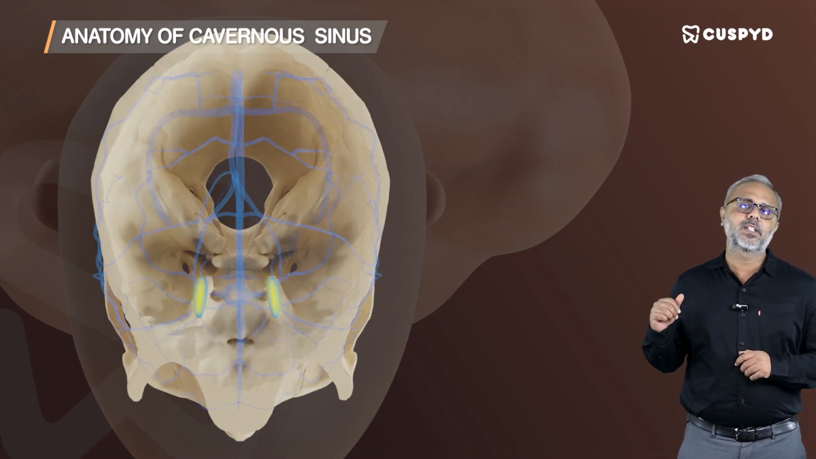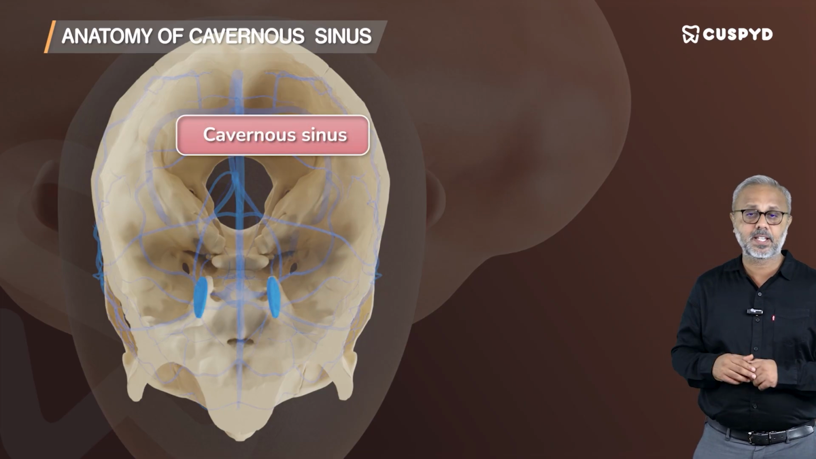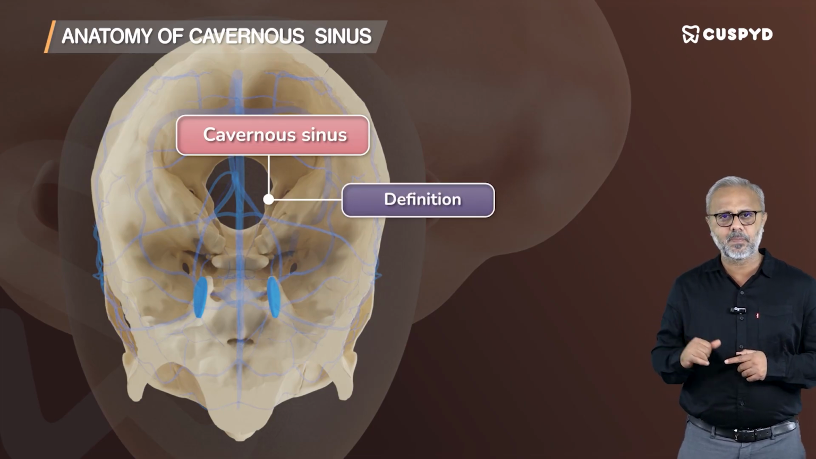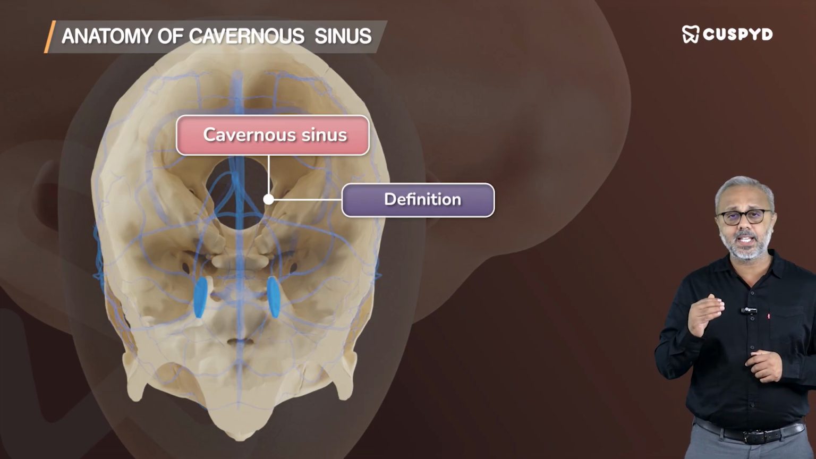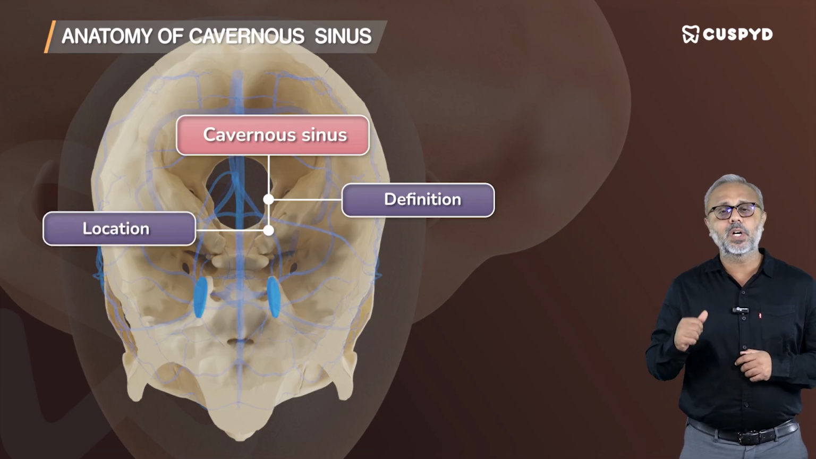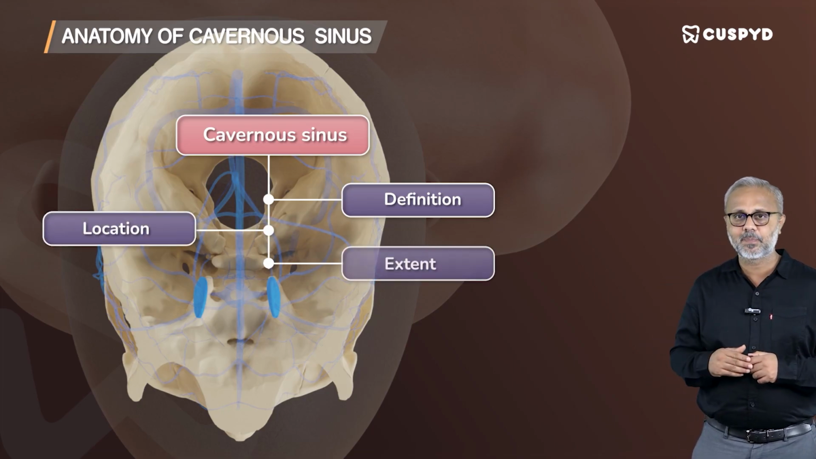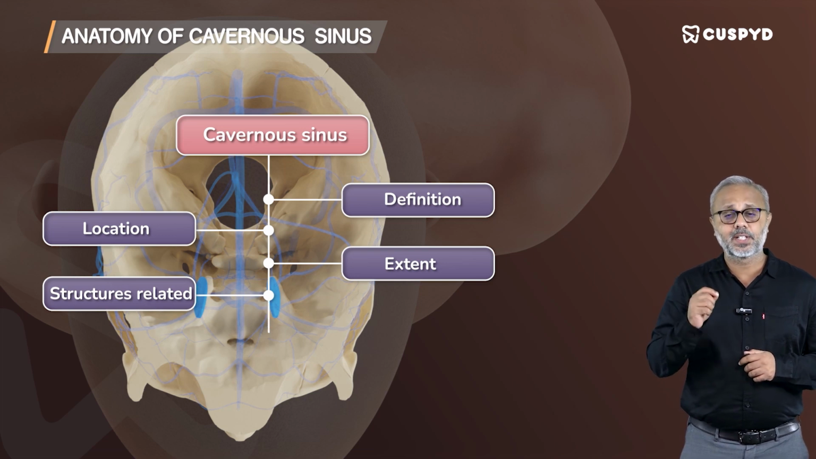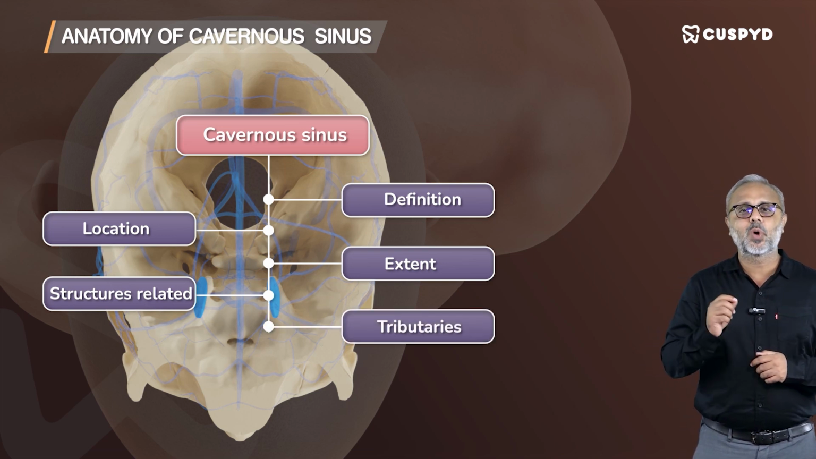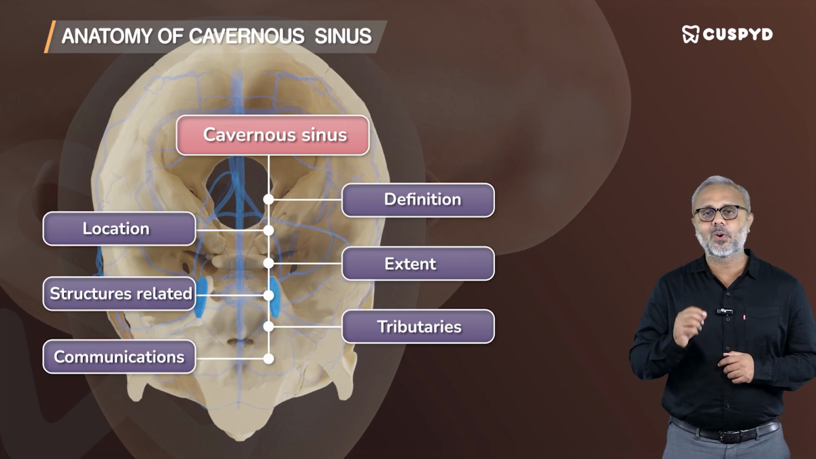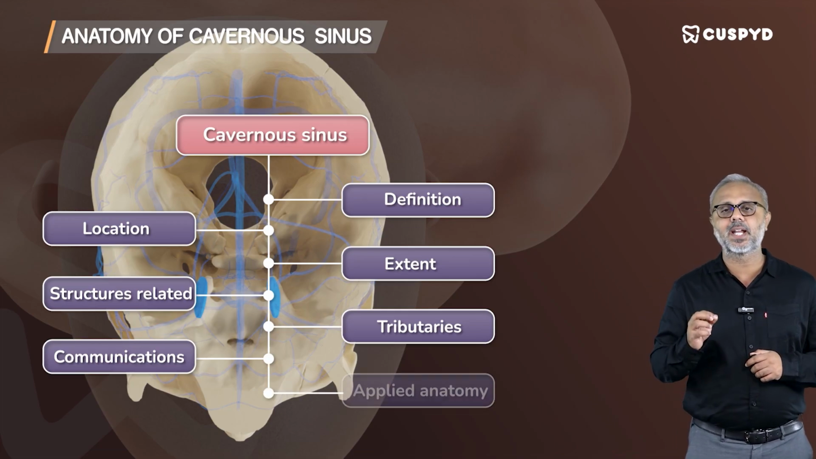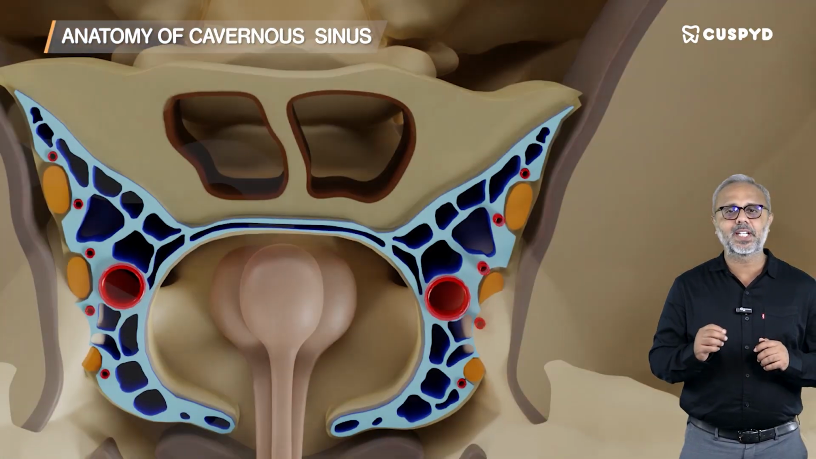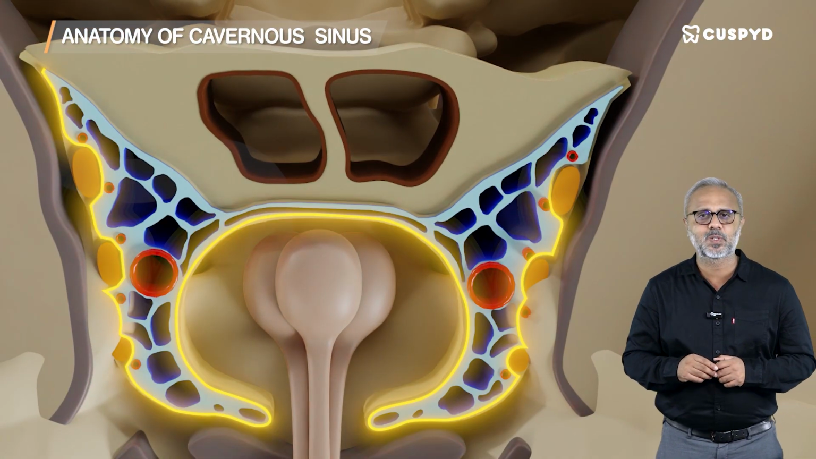We will try to learn cavernous sinus under these headings. First, we will try to define what it is and why it is called so. Then we will see where exactly it is located, what is its extent, what are the structures related to it, what are the tributaries that drain into it, what are its communications, and also we will learn about its applied or clinical anatomy. First, let's begin with what exactly is cavernous sinus.